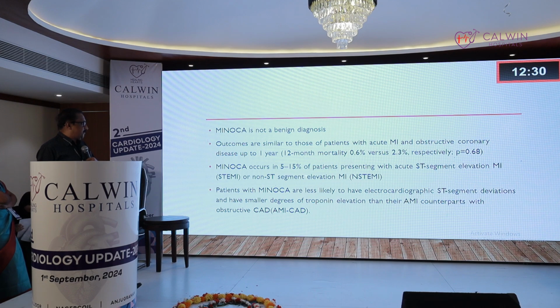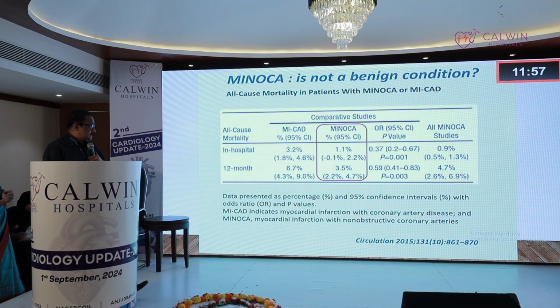Five to 15% of patients presenting with acute MI, both the STEMI and NSTEMI groups combined, can have normal epicardial coronaries. Sometimes you may find very subtle ECG changes and much smaller degrees of troponin elevation than in obstructive coronary artery disease. And very often in the stress cardiomyopathy picture, the troponin elevation is quite disproportionate to the degree of wall motion abnormality that you see. This again shows that the in-hospital as well as 12-month mortality is quite high in the MINOCA population. So it is not a benign condition.